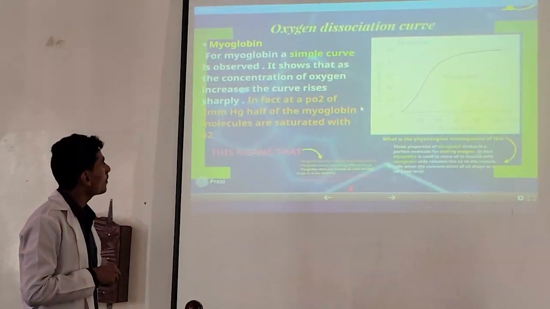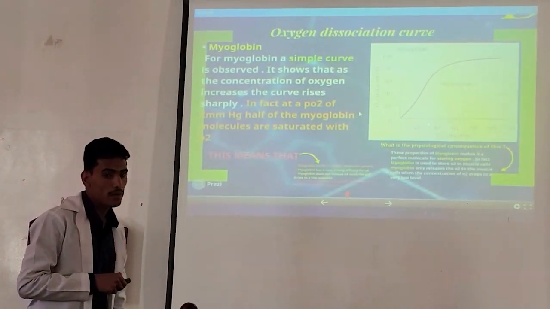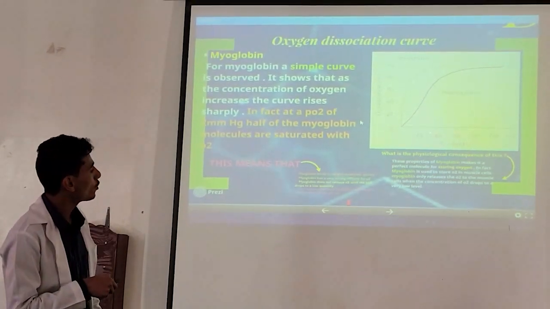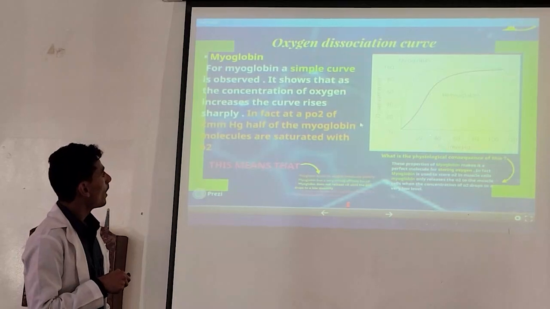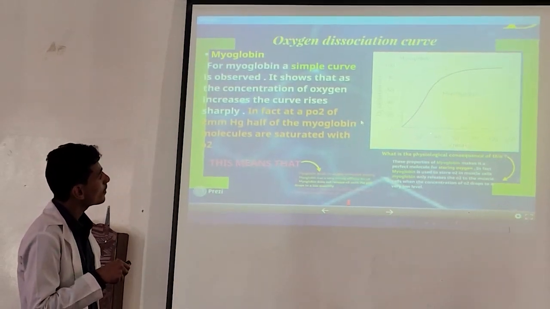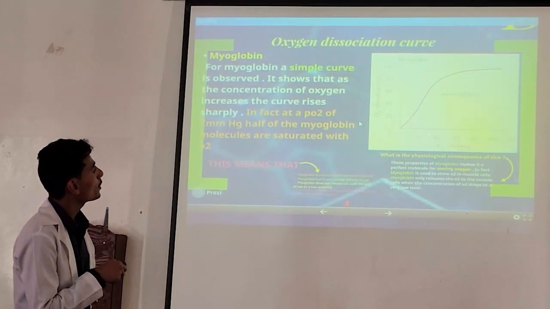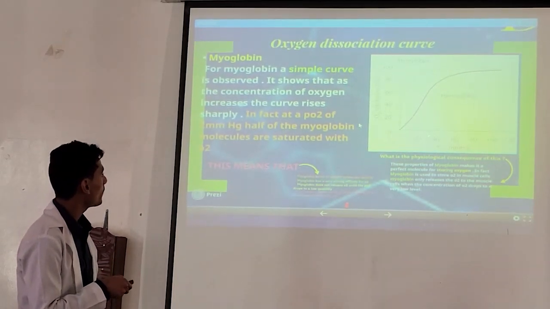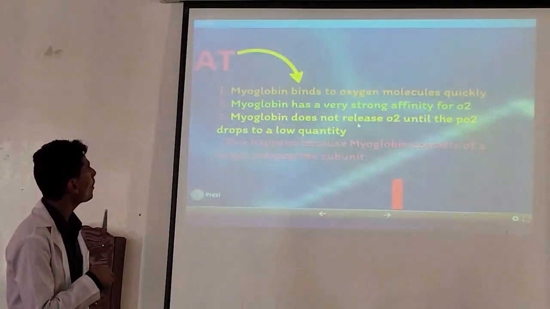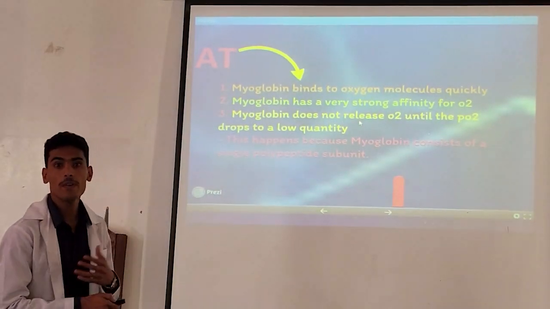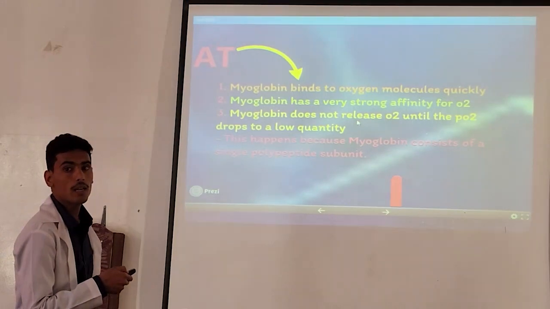In fact, at a partial pressure of oxygen of 2 millimeters of mercury, 50% of the myoglobin molecules will be saturated with oxygen. And what does this mean? This means that myoglobin binds to oxygen strongly and has a very high affinity for binding with oxygen.